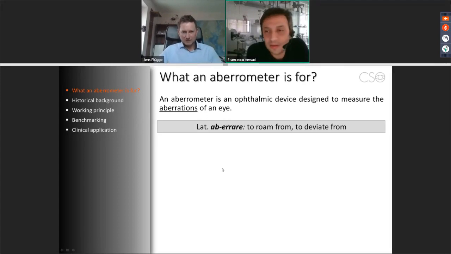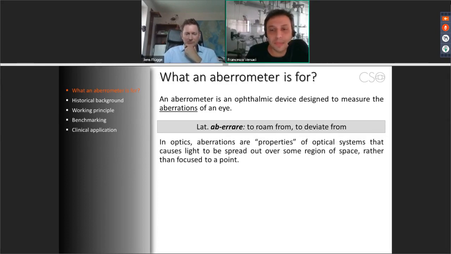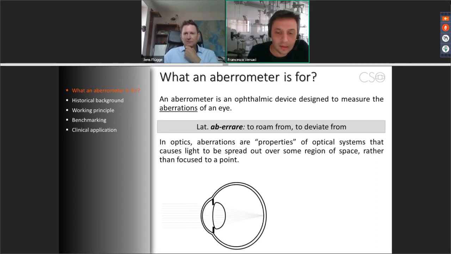An Aberrometer is a device designed to measure aberration of the eye. Aberration, from the Latin, means to run from or to deviate from. That is exactly what the optical aberration does. If you look at this image, you will see that every ray that enters the eye is focused exactly in the same position. So every ray that is creating the image in the eye hits the retina at the same point.